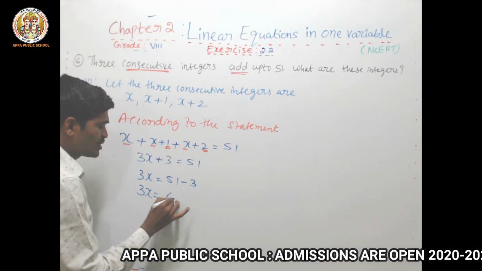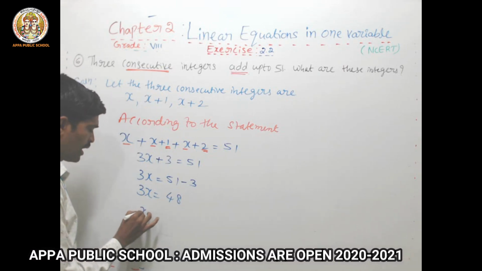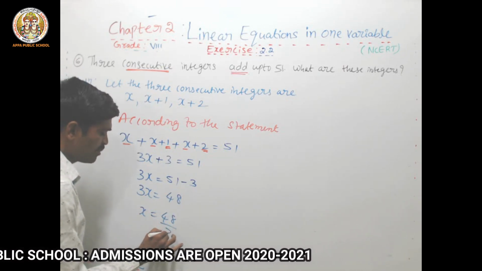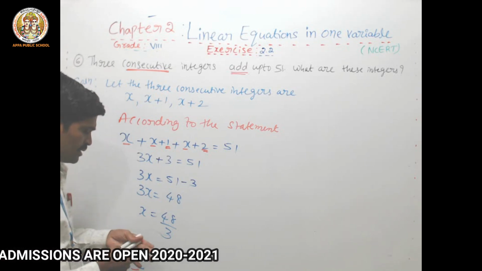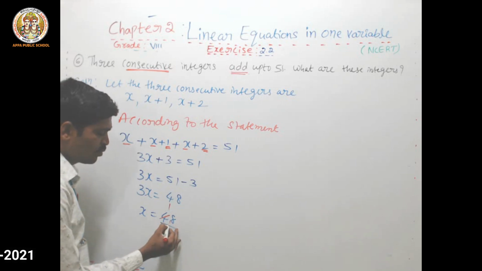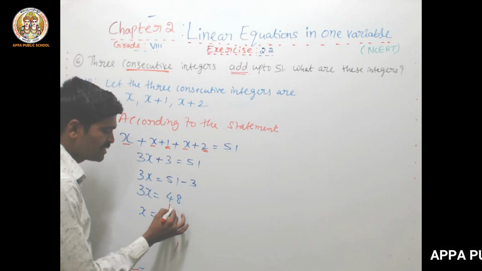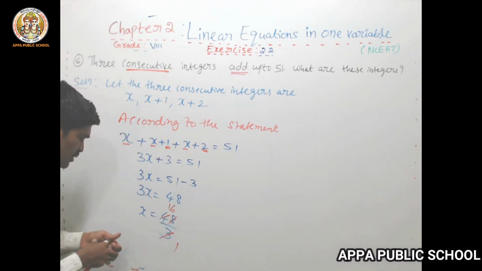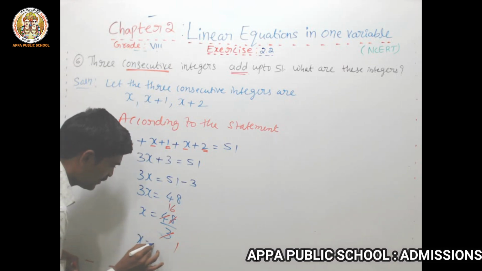3x is equal to 48. So x is equal to 48 divided by 3. See, my dear students, 3 ones are 3. How much remaining? 1. It should be looking like 18. 3 sixes are 18. So x is equal to 16.